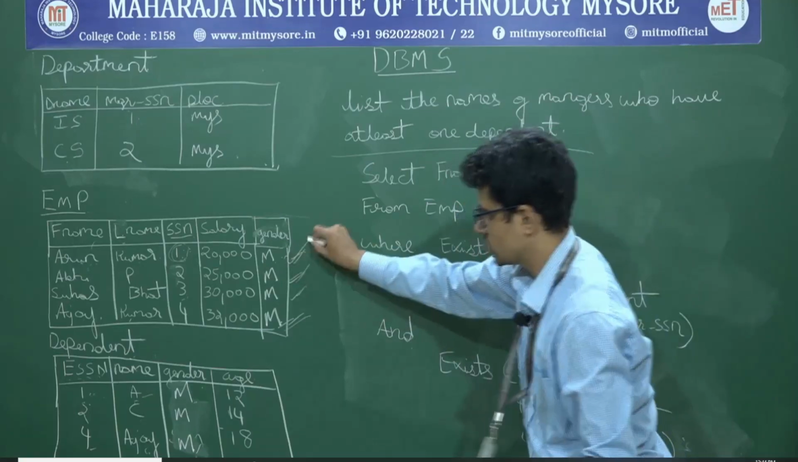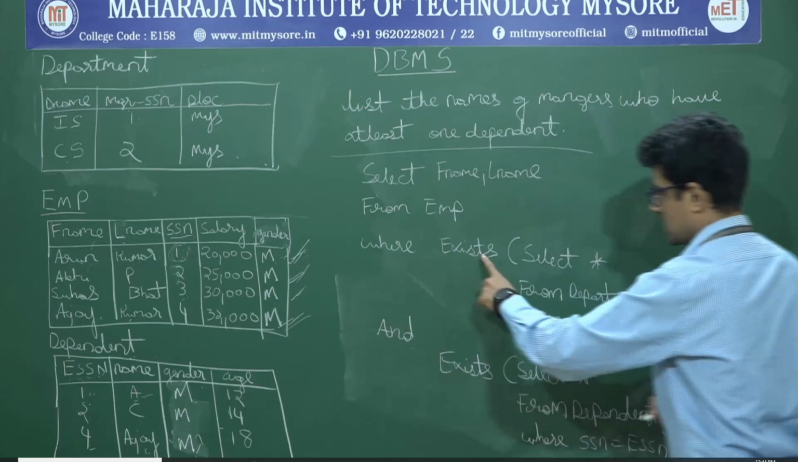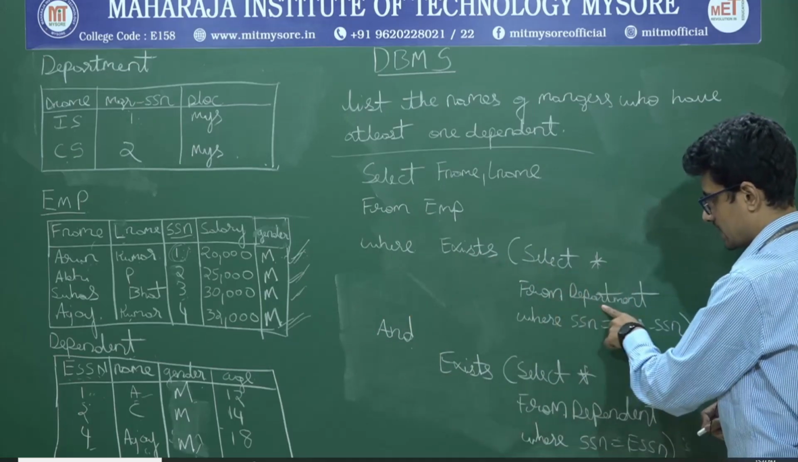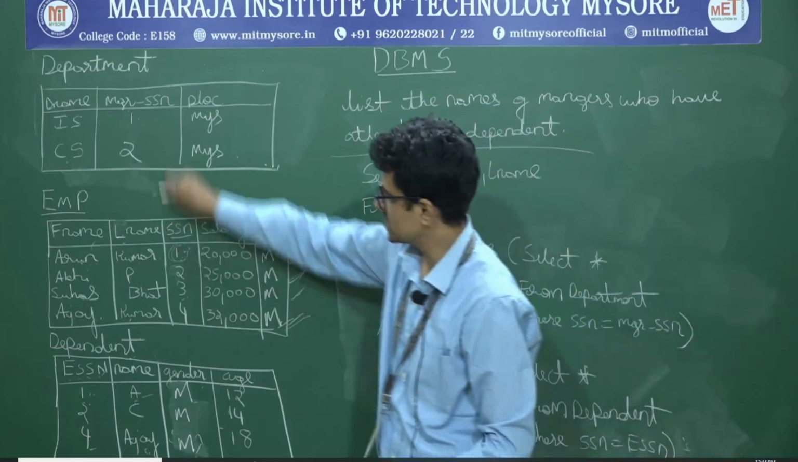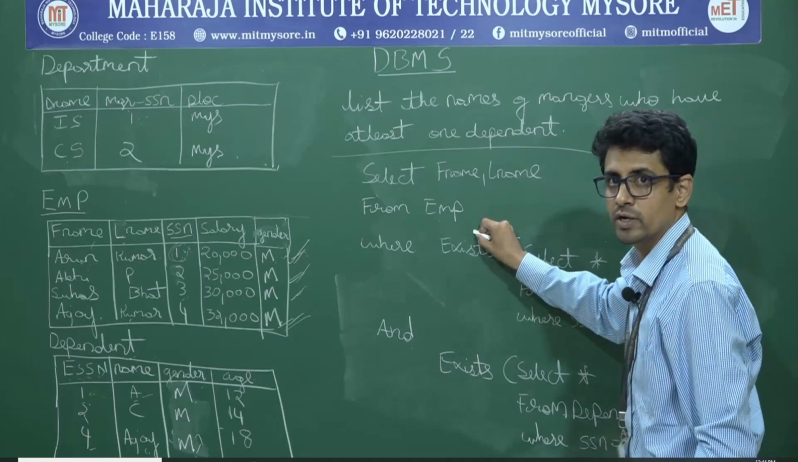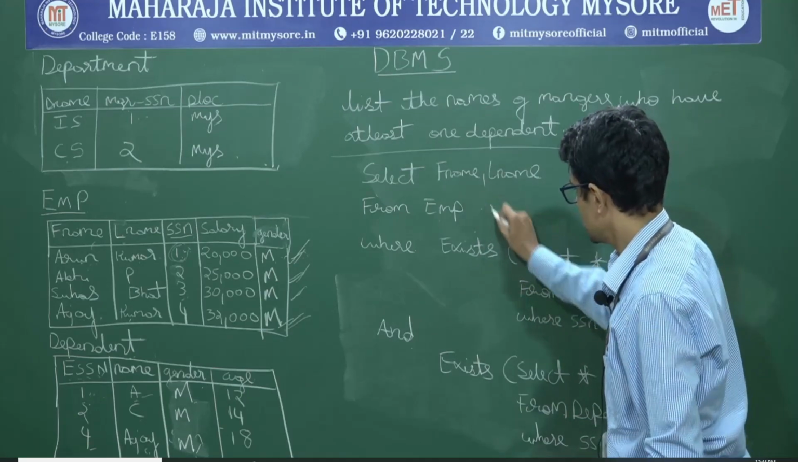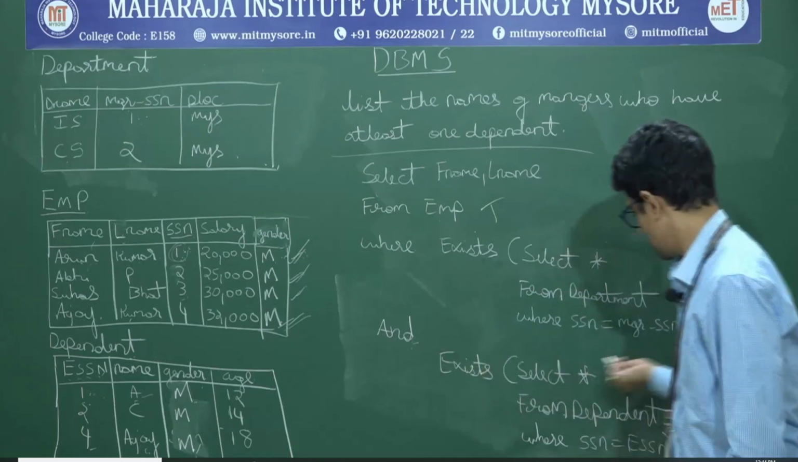Let us understand where EXISTS works. Right now the row is pointing to the first row here. What is the first row value? The SSN value is 1. EXISTS, select star from department where SSN equal to MGR SSN. Whether 1 is present in MGR SSN, it is present. So something is selected, the value of EXISTS is true.